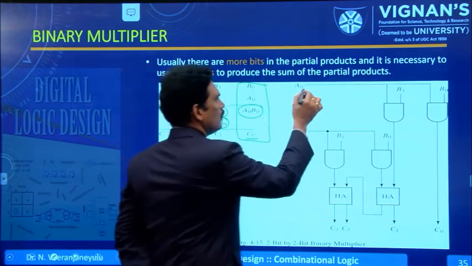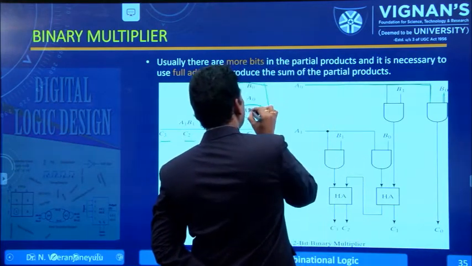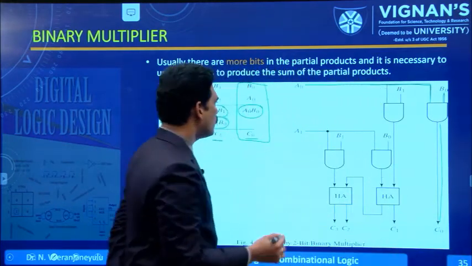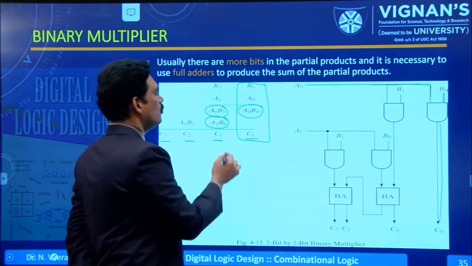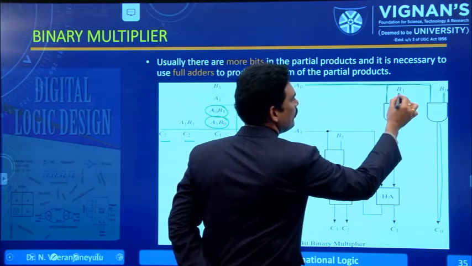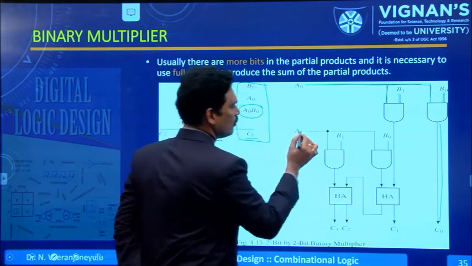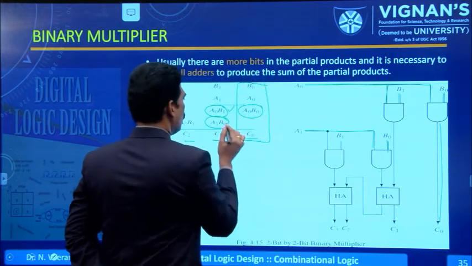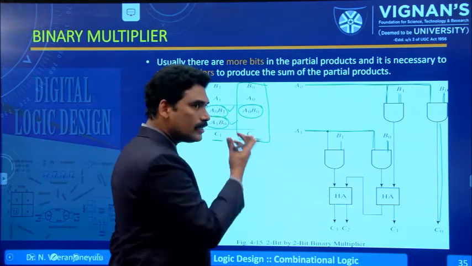Now we are going to implement this part. The first one is A0 and we have B0, and what is the symbol here? AND symbol, and we are getting C0. That part is completed now. Next, what we have to do? A0, B1, one AND gate. And the next one is A1, B0, and we are performing the AND operation. So this is 1 bit, this is 1 bit and this is also 1 bit. We are going to add these 2 bits only.